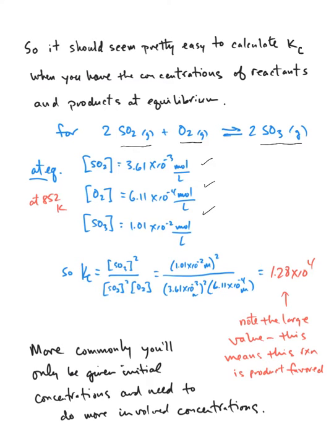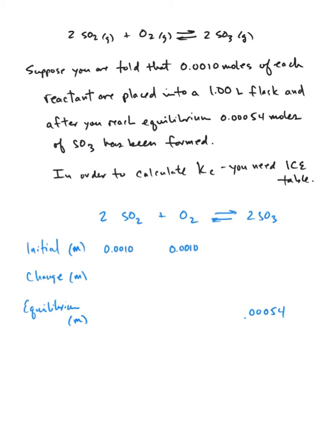One little thing, even though these are written as concentrations in terms of moles per liter, the final answer does not have any units. So in this one, I calculated a K value of 1.28 times 10 to the fourth. That's a pretty large value. That's 12,800. When you have a large K value, that means that the reaction is so-called product favored. Now, more commonly, you'll only be given initial concentrations and need to do more involved calculations.